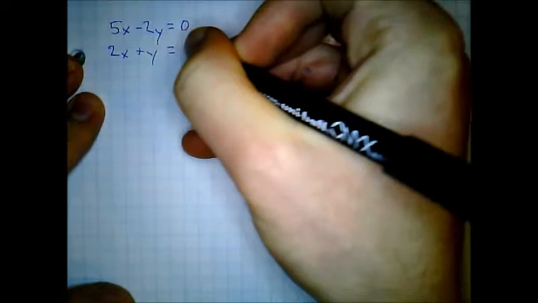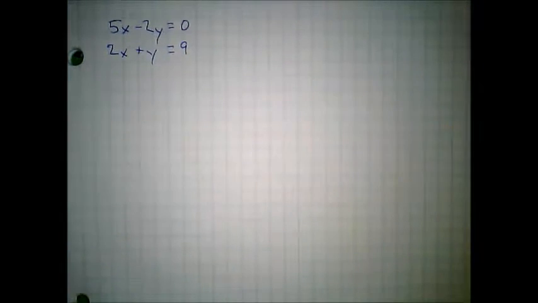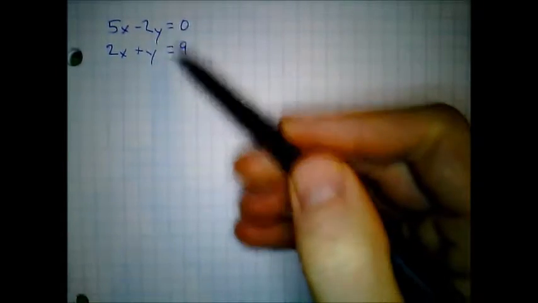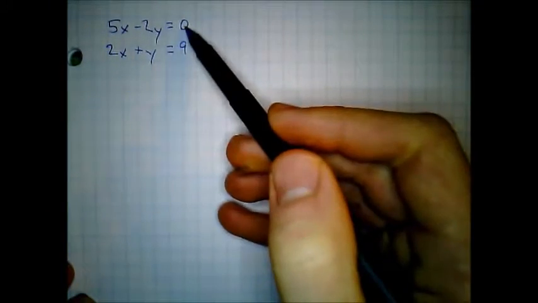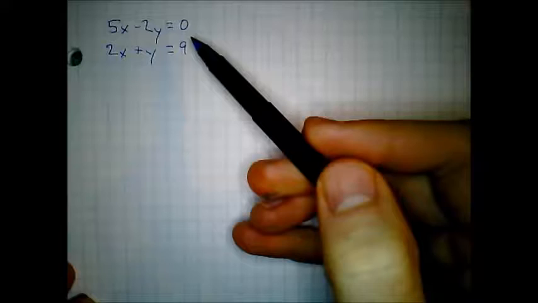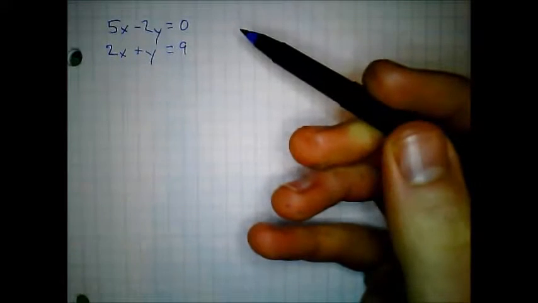Okay, let's say we have 5x minus 2y equals 0, and 2x plus y equals 9. So again, we notice this system. They're both in standard form. Both our x's and our y's equal a total in both of our equations. So we need to use elimination.